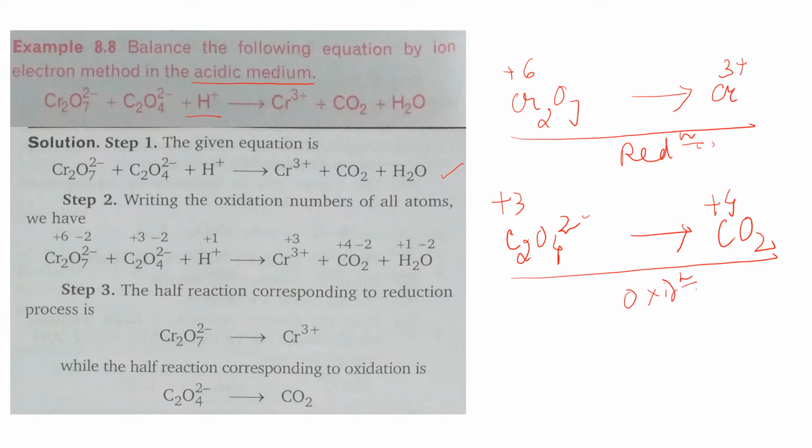Okay, so you have to separate these two equations. See, the half reaction corresponding to the reduction process is this one. I have written Cr2O7 2 minus going to Cr3 plus, and the other half, that is the oxidation half reaction, is C2O4 2 minus to CO2. This is the oxidation half reaction. Now you have to balance separately the oxidation half reaction and reduction half reaction. Let us see what is there in step number 4.